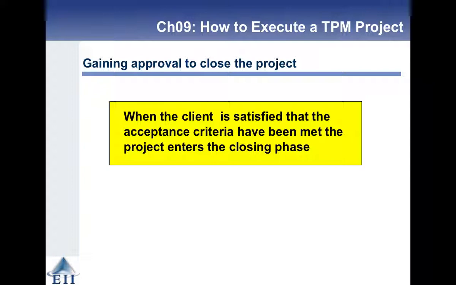And the main thing that you want to get to at the end of execution or monitoring and controlling is getting approval to close the project. So somewhere along the line you have to have acceptance criteria, and you have to be able to prove to the client that the project has met those acceptance criteria. And then we can close out the project, which will be the subject of the next video.